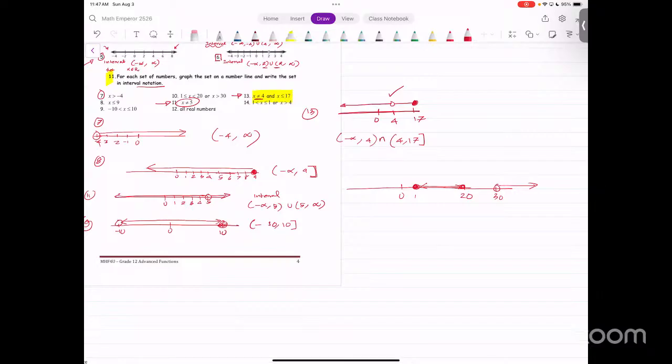Now, how do I write this in interval notation? Pretty straightforward, going back to interval notation. It is going to be 1 to 20, you can say inclusive. Union. Then you start from 30 and go to positive infinity. You have to be careful here that we include both 1 and 20. Union from 30, because it's greater than 30, not including 30, all the way up to infinity.